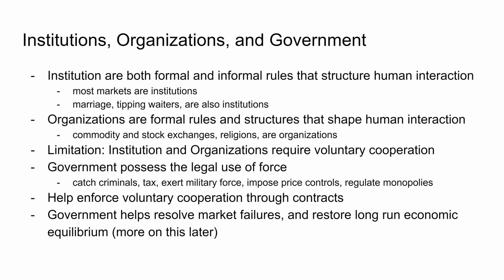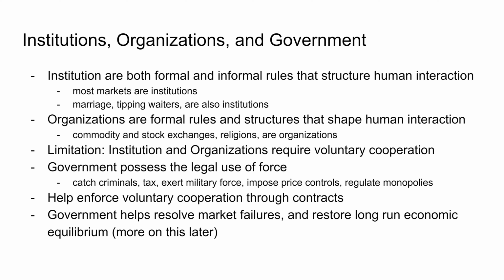Institutions, organizations, and governments. Institutions are basically formal and informal rules that we as a society abide by. Most of our markets are types of institutions. Other types of institutions are marriage or tipping waiters. Organizations are different from institutions in that they are formal rules and structures that shape our society. Some of these would be commodity and stock exchanges, and some religions are types of organizations. The limitation for institutions and organizations is that they require voluntary cooperation. So if you choose not to follow an institution or an organization, that is completely fine.